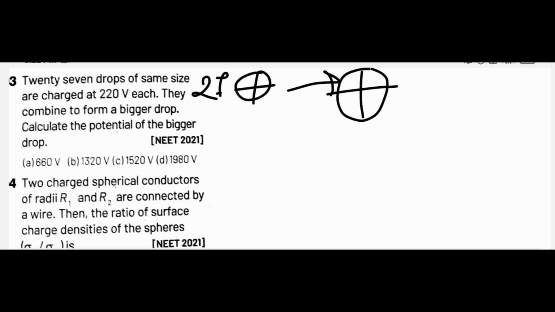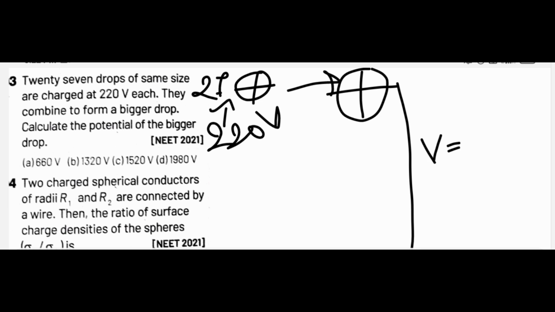27 drops of the same size are charged at 220 volt each. They combine to form a bigger drop. Calculate the potential of the bigger drop. They have given a charge to these 27 drops, that is 220 volt, right? They are asking the potential of the bigger drop. What is the V value?